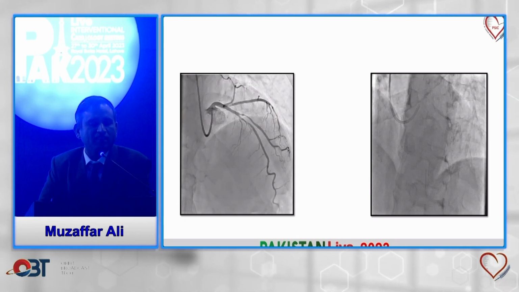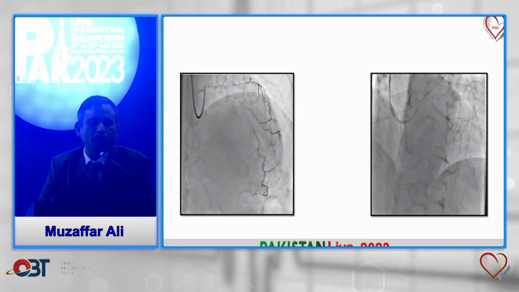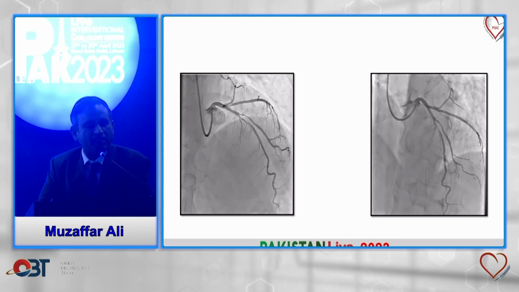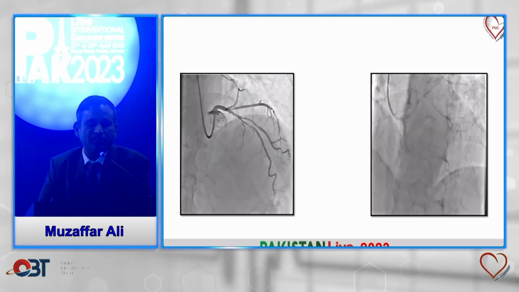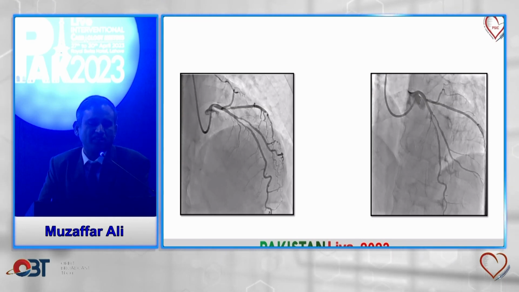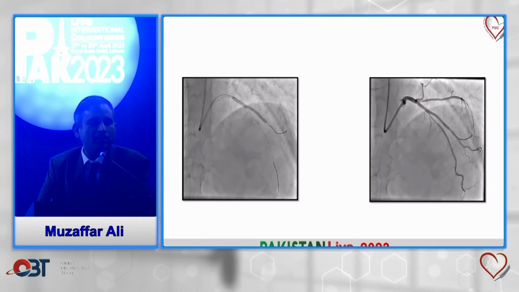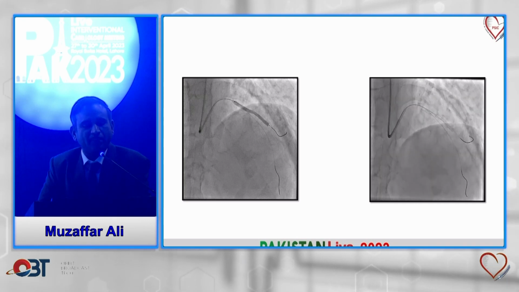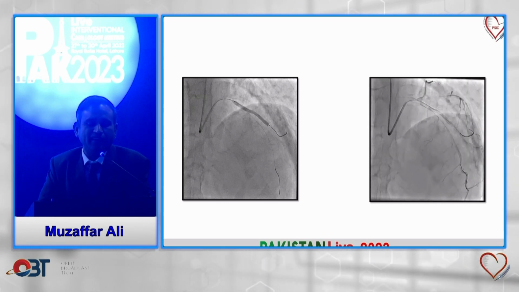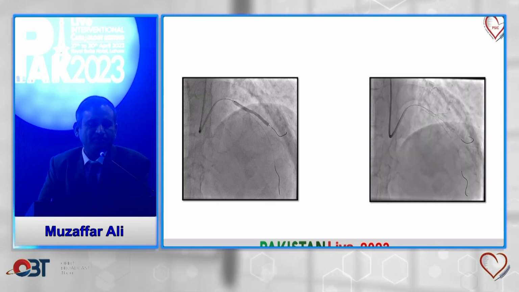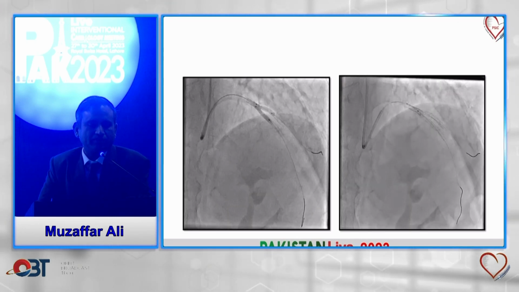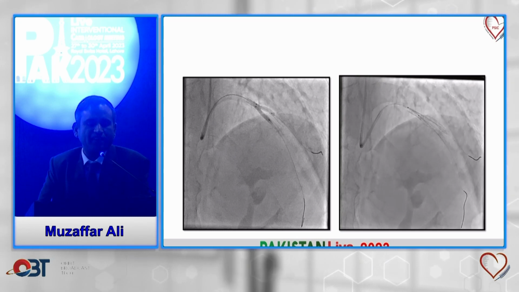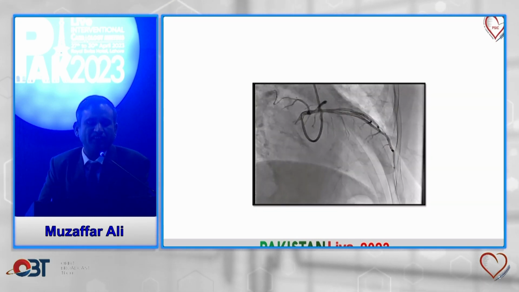Another technique is culotte. For culotte, the bifurcation vessels should be of equal size and look at the angle, it is narrow, less than 90. So we performed culotte. The first principle is to stent the most angulated branch, the diagonal, and then the LAD. This is the FKBI and final result.